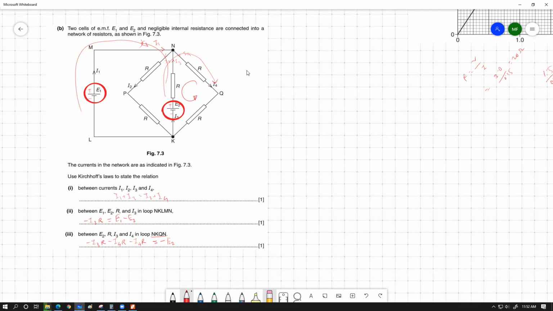But if you feel like it, and if you have enough space over here, you can simply do this minus 1 multiplication on both sides. And because you have 2 minus I4R, you can also add these up. That will ultimately lead to I3R plus 2I4R equals E2. So if you finish right here, it's perfectly all right. If you want, you can do this. This is optional.